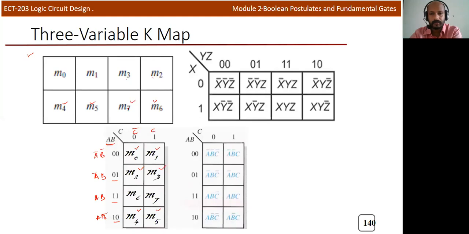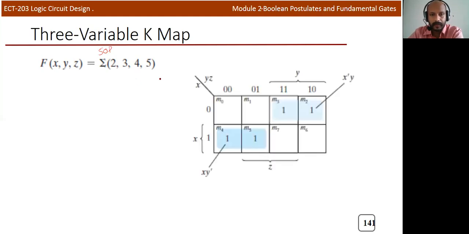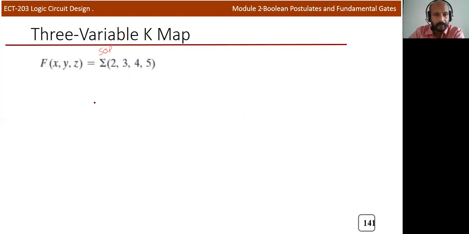Now we'll discuss the problem. Here it is given to solve the function sigma 2 3 4 5. So it's again an SOP representation. That's why sigma is given. We need a 3 variable K map. So this is a 3 variable K map. We need to draw that 3 variable K map.